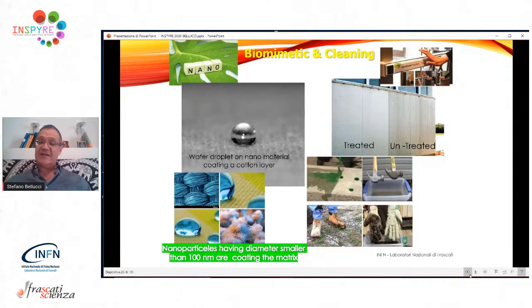On the right-hand side, you see examples of nano cleaning. You have a comparison of treated, coated with nanoparticles and standard uncoated devices that go from concrete walls to a handle, for instance, in emergency exit, to tools for work.